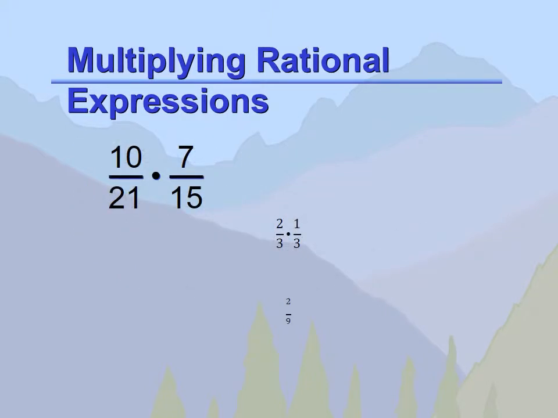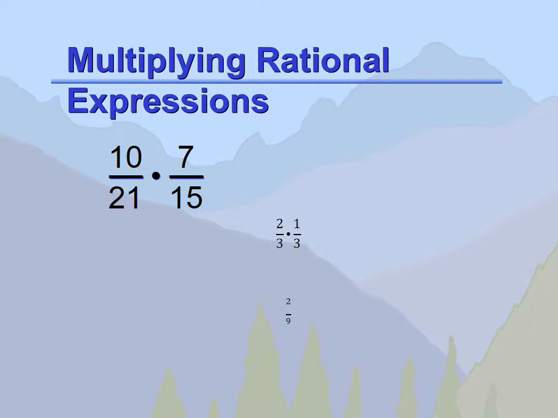So for example, 10 over 21 times 7 over 15. The first thing you would want to do is try to cancel out any like factors. So for example, 5 can go into 10 and 15. 5 goes into 10 twice, which is why there's a 2 instead of a 10. 5 goes into 15 3 times, which is why there's a 3 instead of a 15.